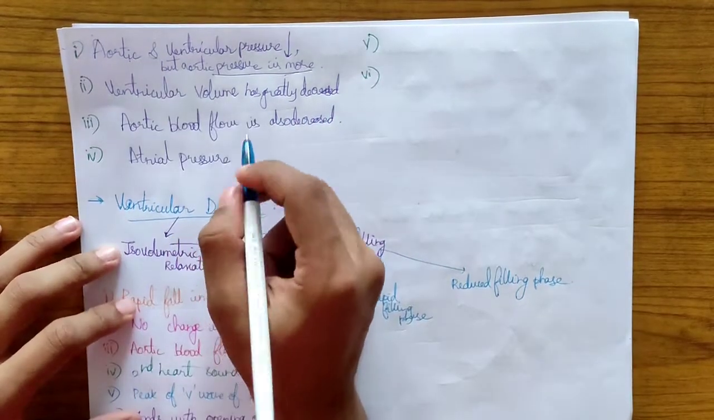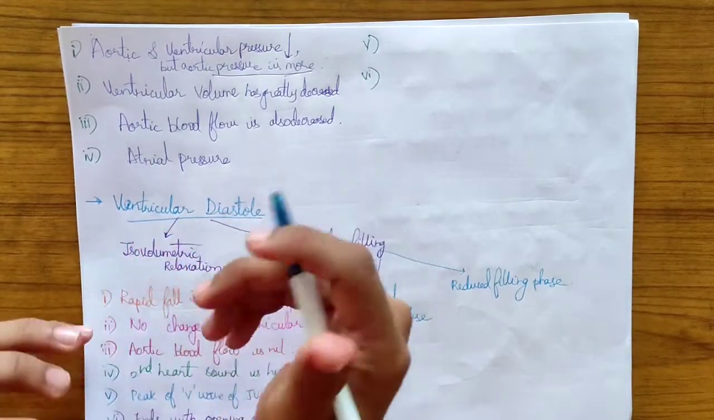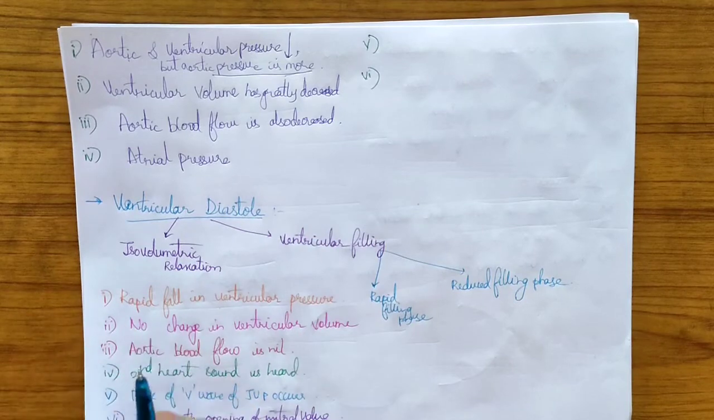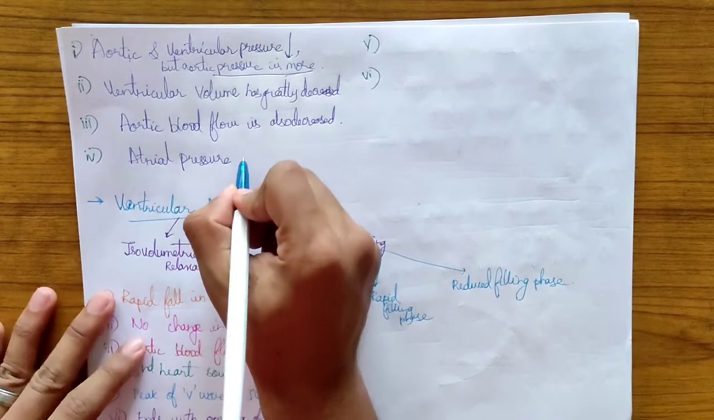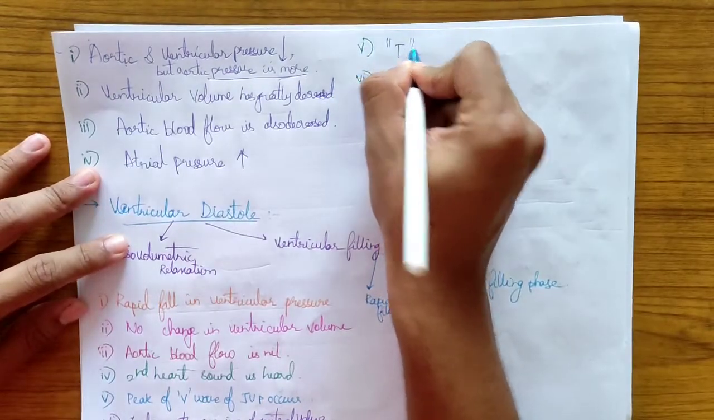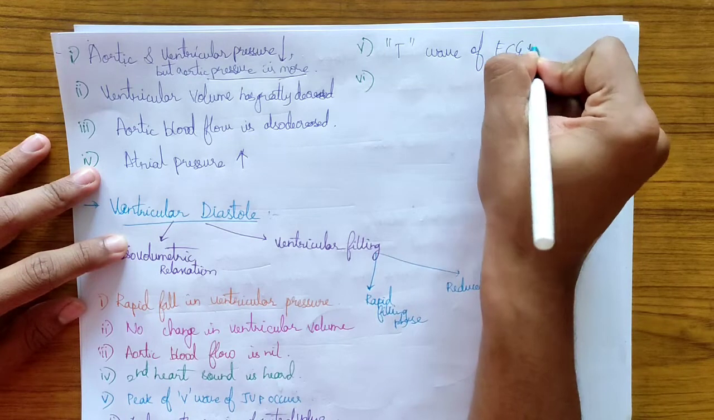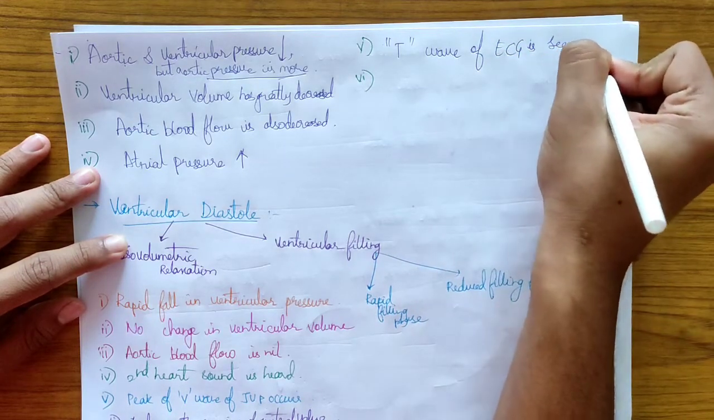The atrial pressure also increases because of the blood which comes to the atria. Due to the ventricular systole, there will be atrial relaxation. So therefore the atrial pressure will be increased. So what happens next? The T wave is seen in this phase. So the T wave of the ECG is seen in this phase.